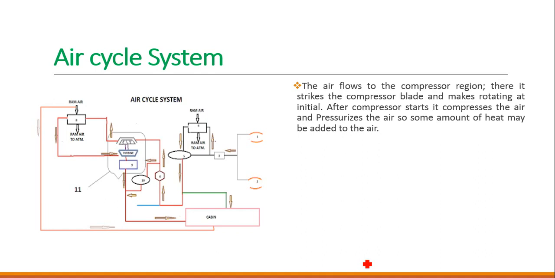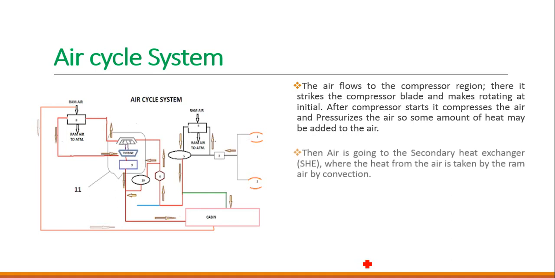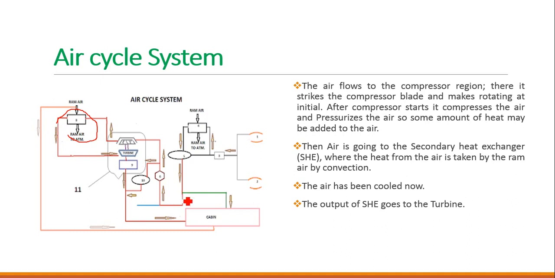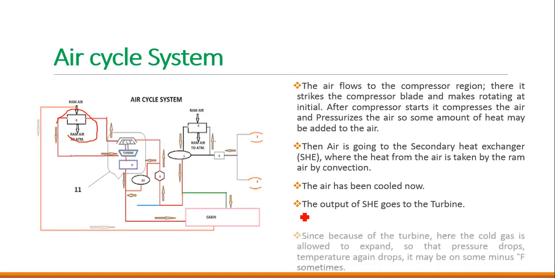The work of the compressor is to increase the pressure of the air, so the pressure of the air increases after flowing from the compressor. Then the air goes to the secondary heat exchanger, where the heat is taken from the ram air by convection. Because of the ram air, the air gets cooled down. The output of the secondary heat exchanger goes to the turbine.